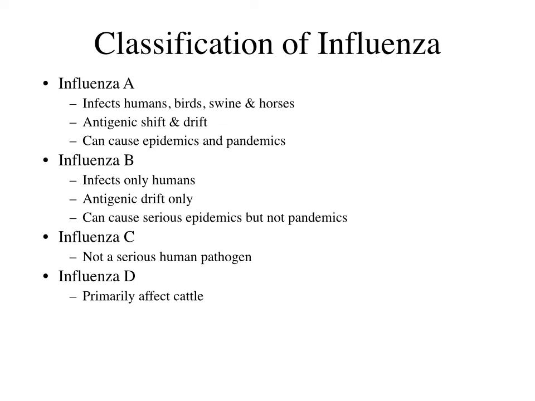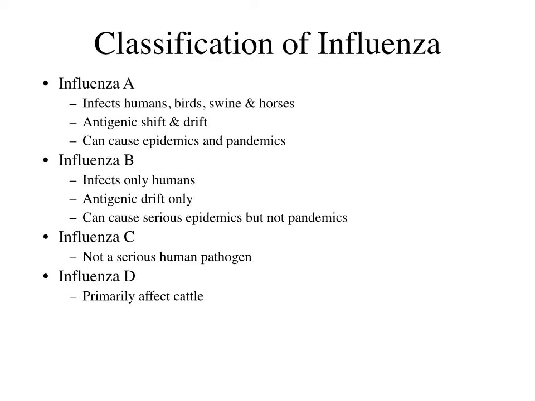Now let's look at how we classify influenza virus. There are 4 different types of influenza virus. There's influenza A, which infects humans, birds, swine, and horses. We see antigenic shift and drift in this group. We'll talk more about that in a minute. And so influenza A is the type of influenza that can cause epidemics and pandemics. So it's the one that we're most concerned about.